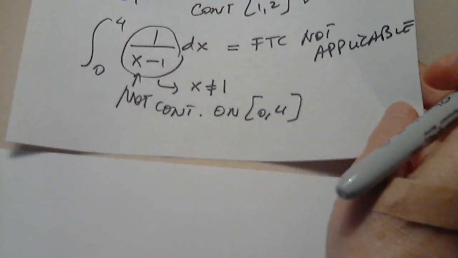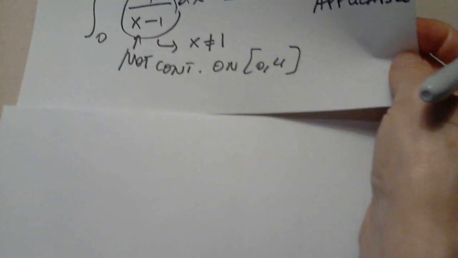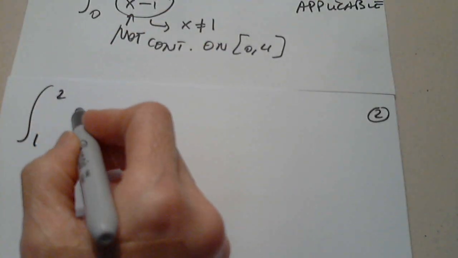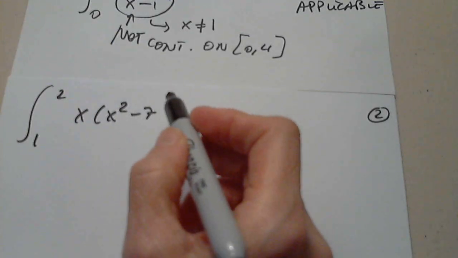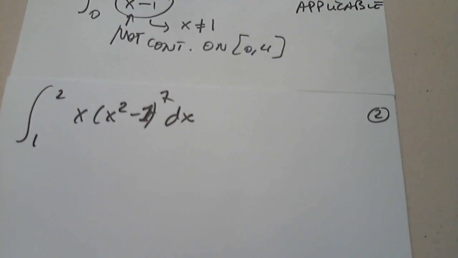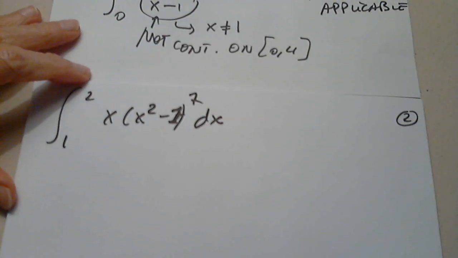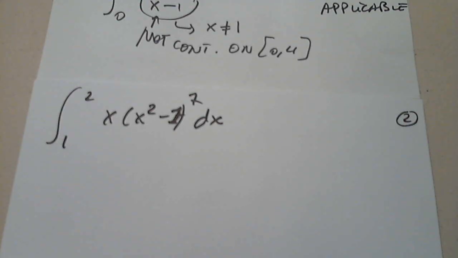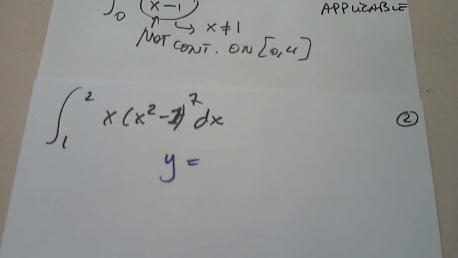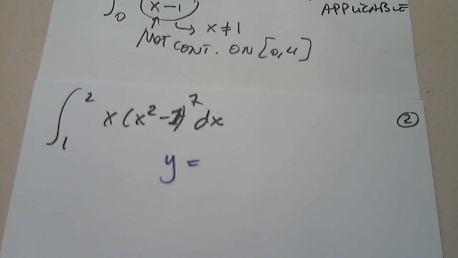Yes, the function is continuous. I'm going to copy it here. You don't have to copy it if you have room. So the integral from 1 to 2 of (x squared minus 1) to the power 7 dx. Can anyone give us an idea what the substitution should be? You can use any letter. I like to use y because it reminds you of dy, but you can use any letter you like. Anything but x, of course.